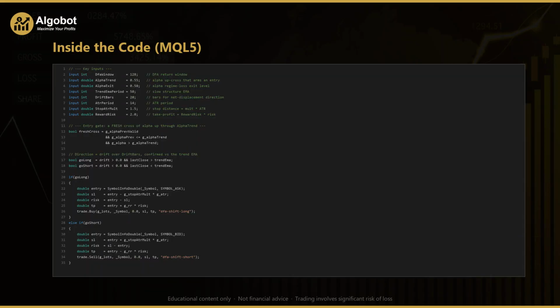Let's read through the core of the MetaEditor code on screen. At the top are the inputs you can adjust in the strategy tester. DfaWindow is the number of returns fed into the analysis, defaulting to 128.